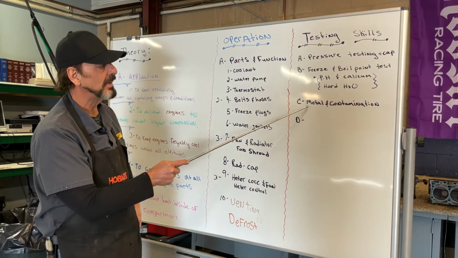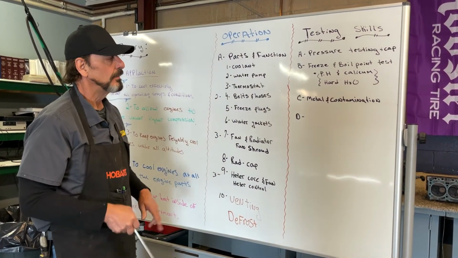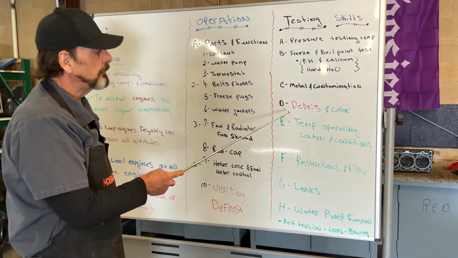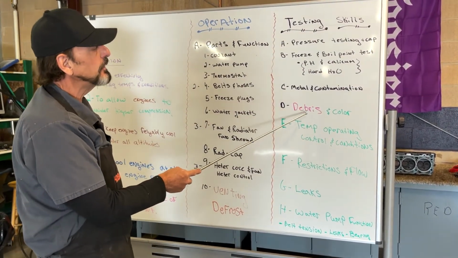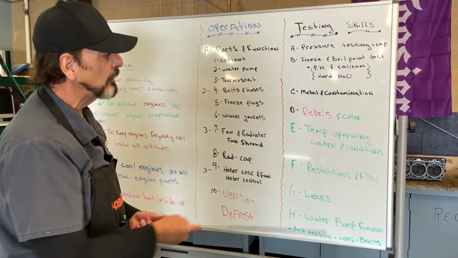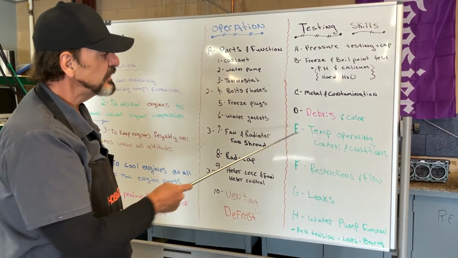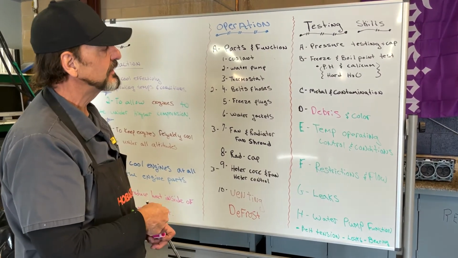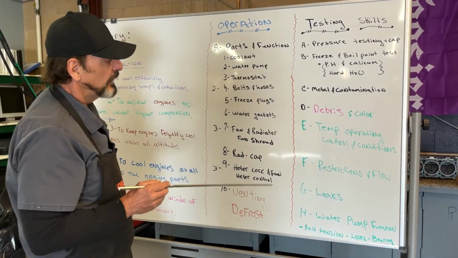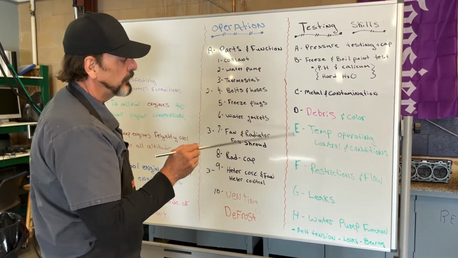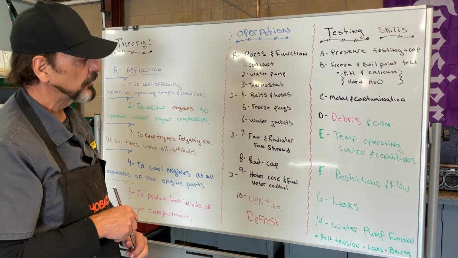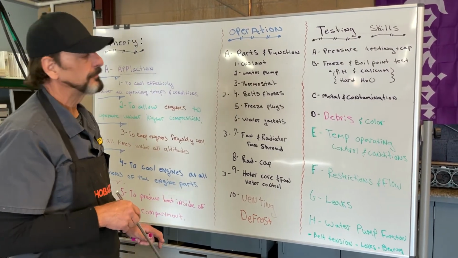Then we test for metal contamination. And here we're going to be pulling a sample out of the radiator to look at the debris, if it's cloudy, if it's dirty looking, what the color looks like. It's a visual look at what the coolant looks like inside. The rule of thumb is simple. If you cannot see inside the radiator through the coolant and look at the coolant passages, it's too dirty.